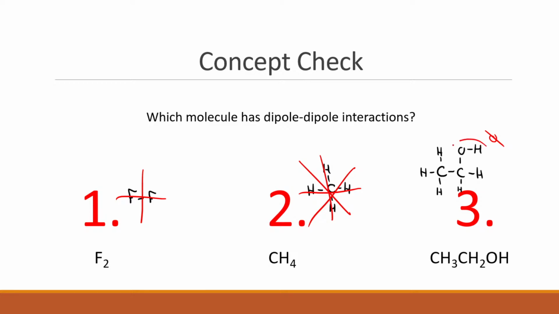Choice 3 also has hydrogen bonding. It's got an O connected to an H. That doesn't change our answer. Right? You can have all 3 intermolecular forces, but this one's asking which one has dipole-dipole. Choice 3 is the only one that has dipole-dipole.